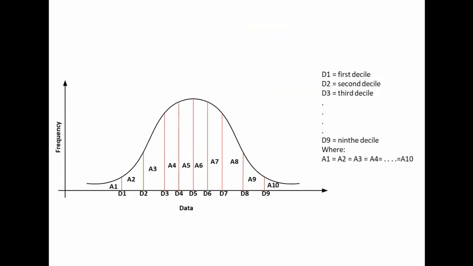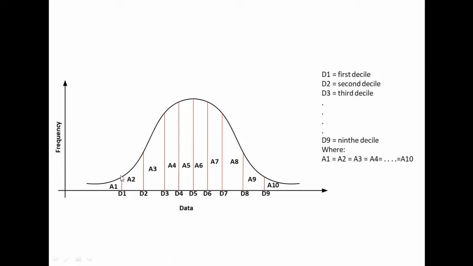Now the graphical representation of the deciles. Deciles are 9 numbers which divide the data into 10 equal areas: area 1, area 2, area 3, area 4, area 5, area 6, area 7, area 8, area 9, and area 10. You see over here D1 is the first decile, D2 is the second decile, D3 is the third decile, and D9 is the ninth decile, and all these areas are equal. A1 is equal to A2, A2 is equal to A3, A3 is equal to A4, and so on, up to A10.